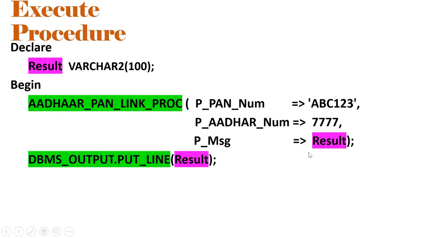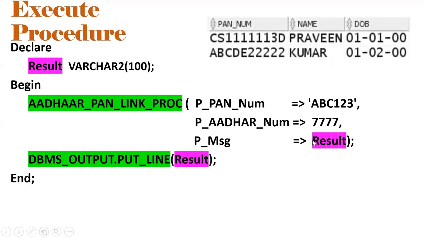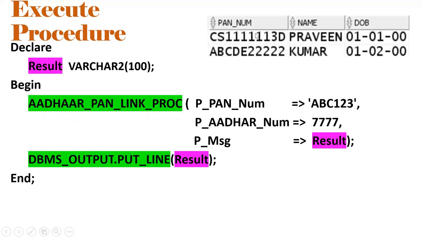If I want to see the result, we should use DBMS_OUTPUT.PUT_LINE. See this anonymous block: we have the procedure name and these are the parameters. This is the user entered PAN number and user entered Aadhaar number, and we are giving the result values to the user. Now this is the table, PAN card data. The first validation is to check whether the PAN number is there. Is it valid? It is not valid.